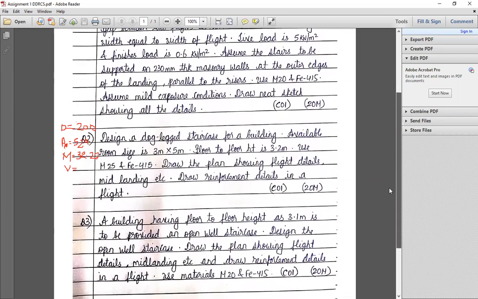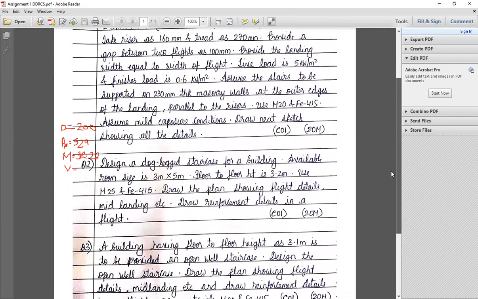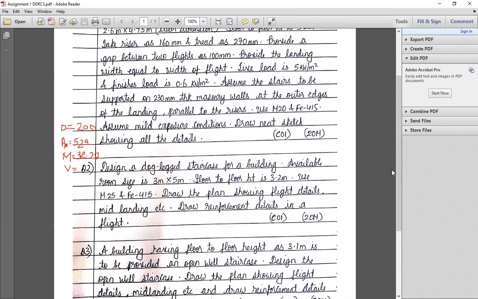Then the second problem, dogleg staircase we have to design. इसमें सिर्फ रूम साइज दिया है, floor to floor height is given, use M25, draw the plan showing the. ठीक है, so such type of questions can also be asked where everything you have to decide. ठीक है, first question में मैंने क्या किया, in the question everything was given. ठीक है, you just have to take the data and design, but here you have to do the planning also.